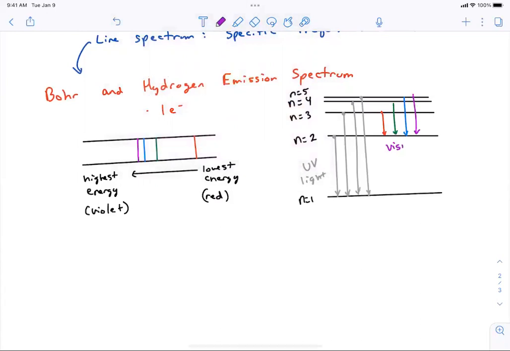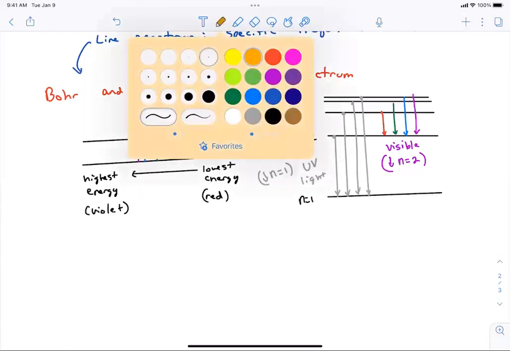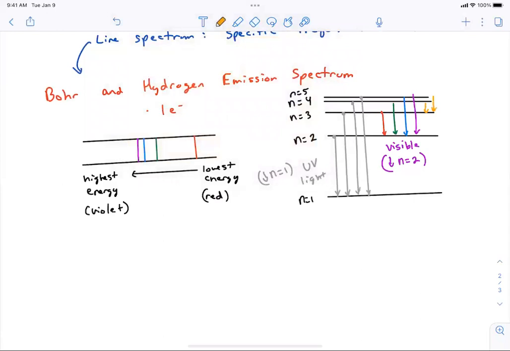So this was your visible. So n equals 2, whenever you jump down to n equals 2, that was visible. Whenever you jump down to n equals 1, that was UV. And if you jump down to n equals 3, that's the wavelength that's lower energy than visible. Does anyone know what that one is? Infrared. Yeah.